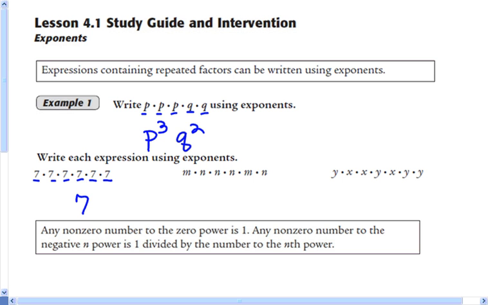7 is the base. 6 is the number of times we're multiplying by 7, and that's exponential notation. Here we have m's and n's. We can regroup those so that we have the m's together using the commutative property. And so we get m to the second times n to the 4th. And again, when we're doing algebra, we don't use any operation symbol. So we just say m to the second n to the 4th, like that.